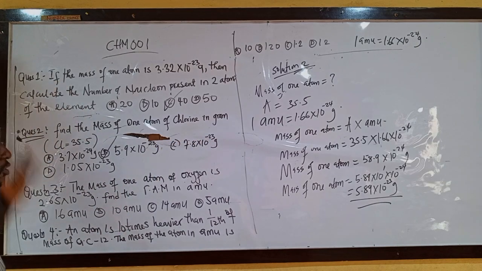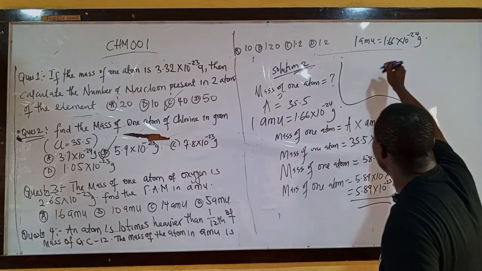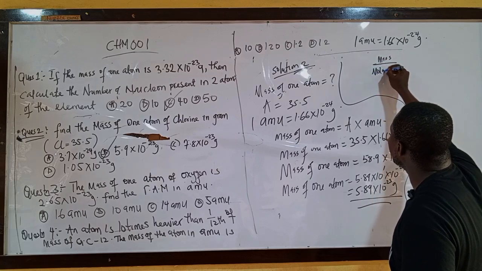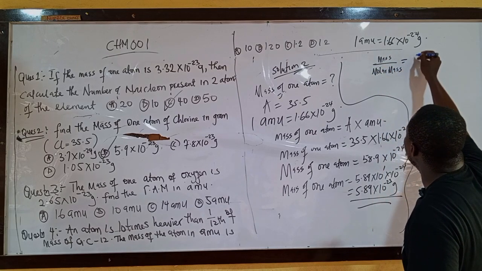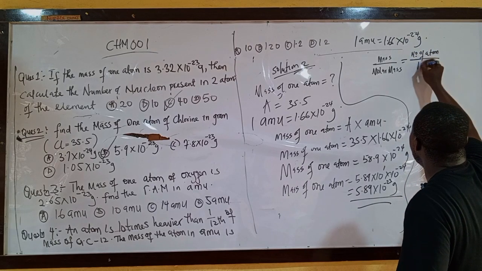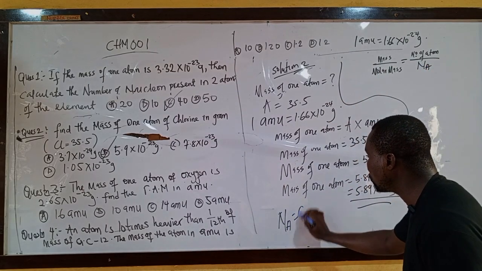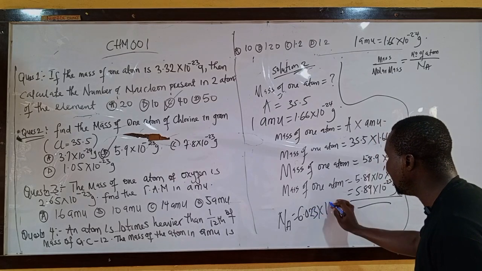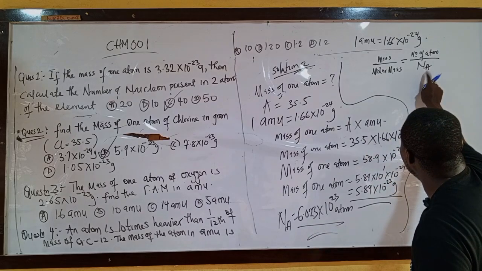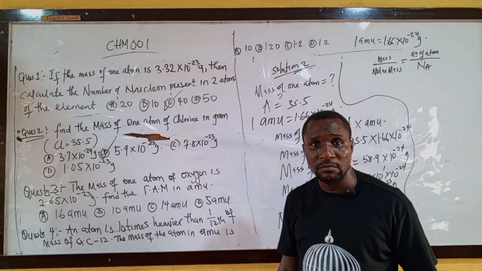There's another way we can do this. We can use the formula. You can try the formula on your own. The formula is mass over molar mass equals number of atoms over Avogadro's constant. And don't forget, I told you Avogadro's constant equals 6.023 times 10 raised to the power 23 atoms. Take note, that is Avogadro's constant. If you try this formula, you will get the same result.